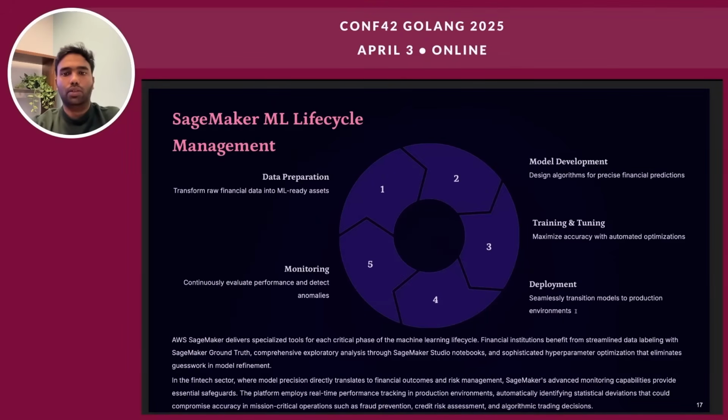Financial institutions benefit from the streamlined data labeling with SageMaker Ground Truth, comprehensive exploratory analysis through SageMaker Studio notebooks, and sophisticated hyperparameter optimization that eliminates the guesswork in model refinement. Model precision directly translates to financial outcomes and risk management. SageMaker's advanced monitoring capabilities, through integration with AWS CloudWatch, provide essential safeguards.